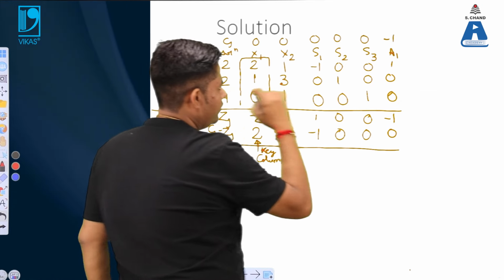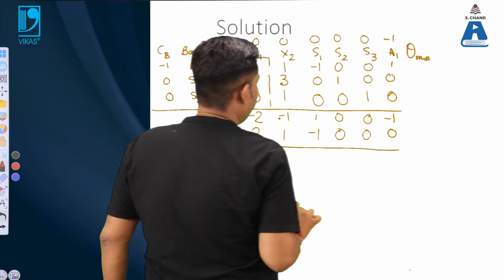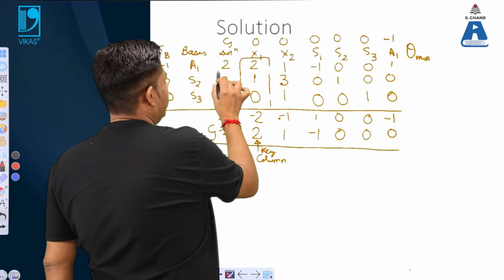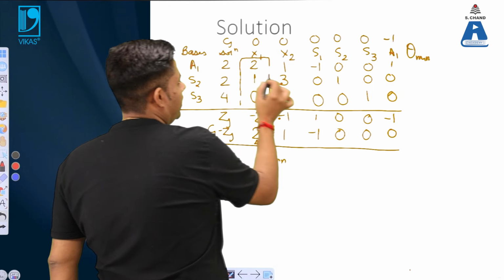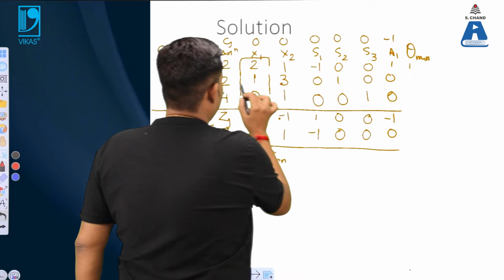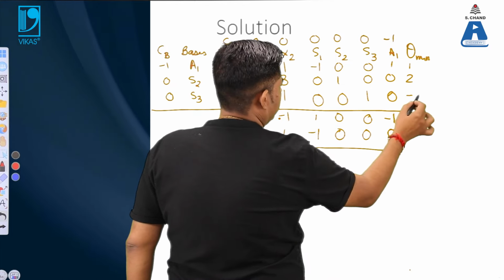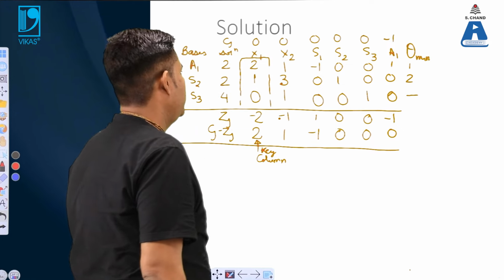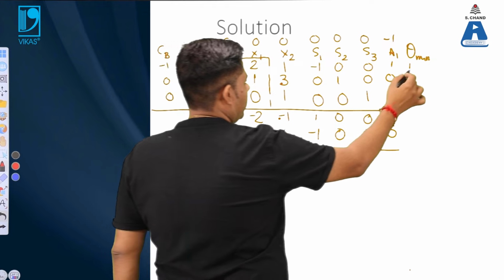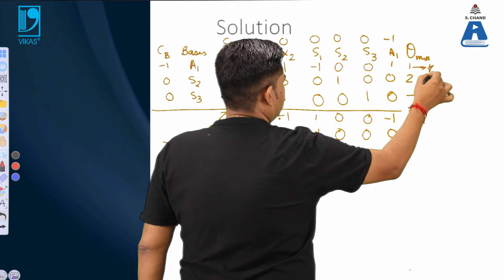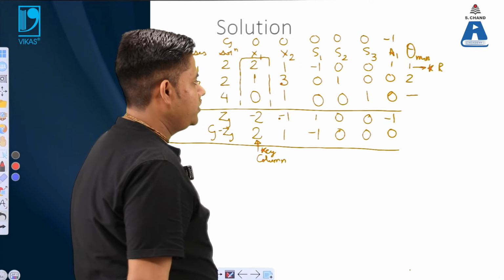So for that I need to find out a theta minimum value. Theta minimum can be calculated by dividing the solution by the key column element. So 2 divided by 2 would be 1. 2 divided by 1 is 2, and 4 divided by 1 is infinity, so I need to keep it blank. Now, as the name suggests, theta minimum, I need to choose the minimum of the two numbers there. So the minimum is 1 here, so the key row would be associated with 1.